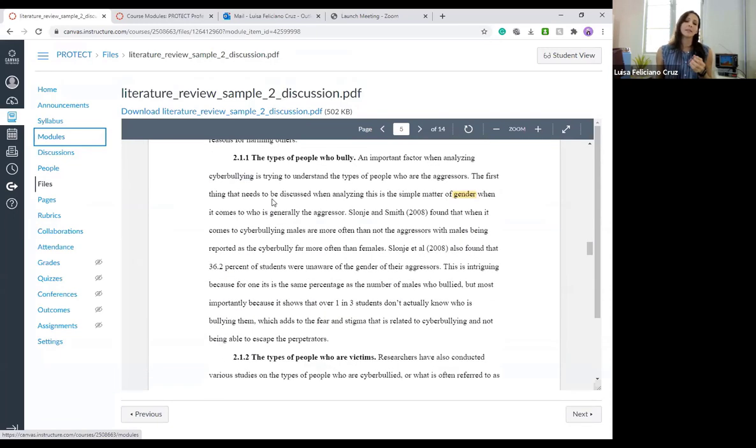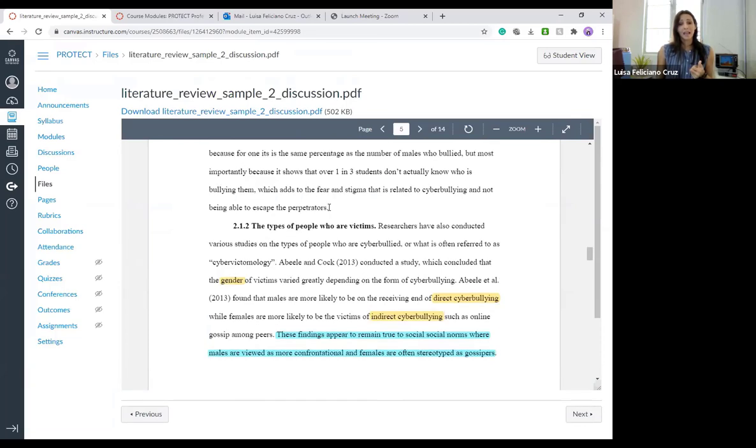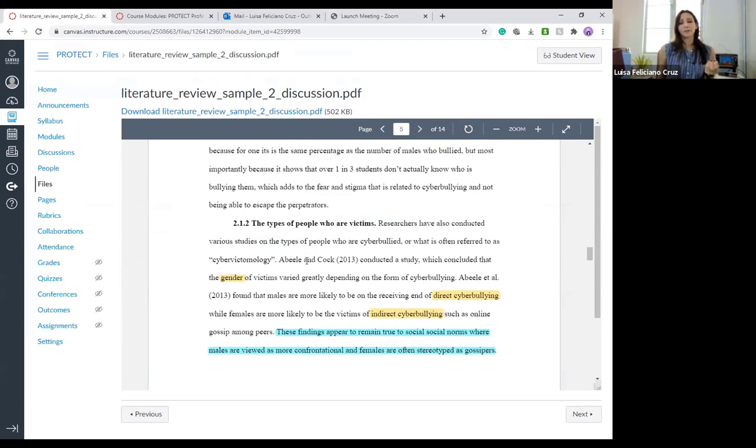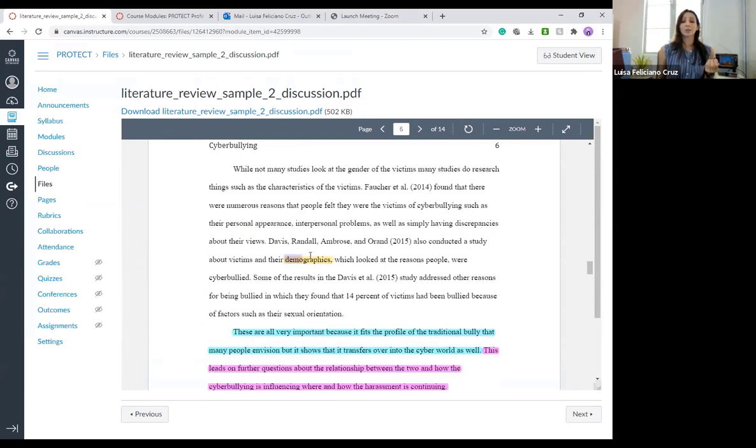We keep going, and then this other subheading is where he's talking about the types of people who are bullies and the types of people who are victims. So you can look at it from different perspectives, and we talked about the subheadings of the perspectives, from the side of the victim or from the side of the aggressor. And he talks about gender, for instance, and he also talks about demographics.